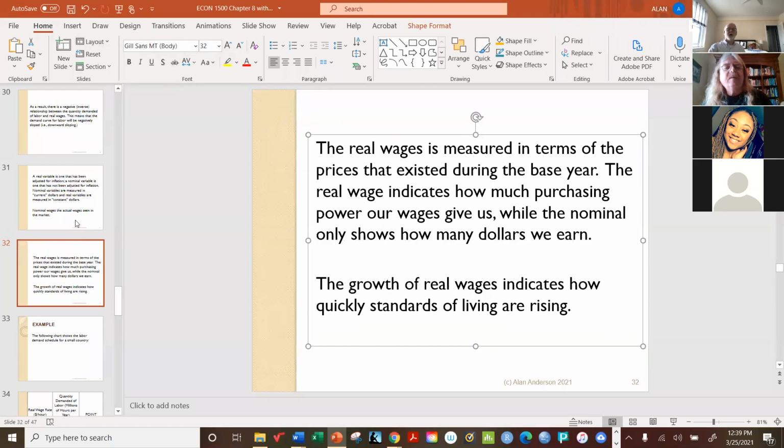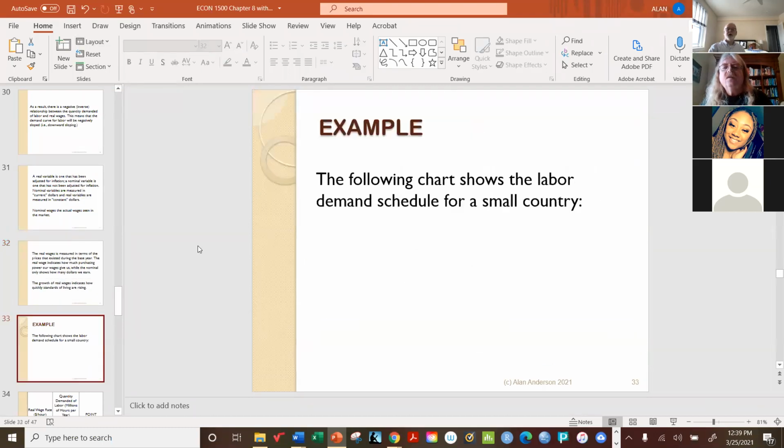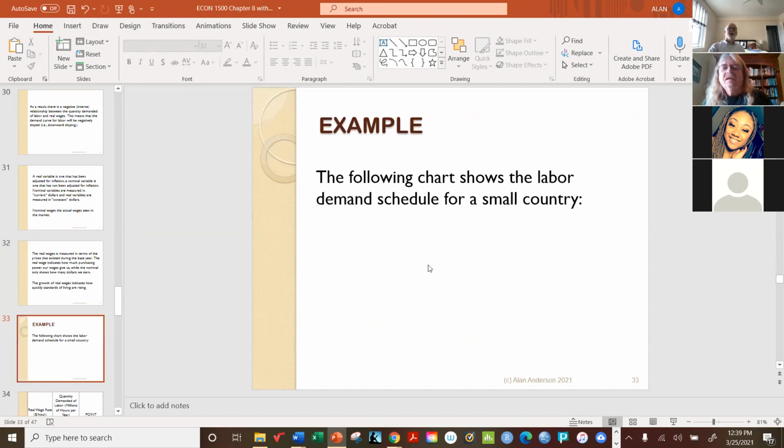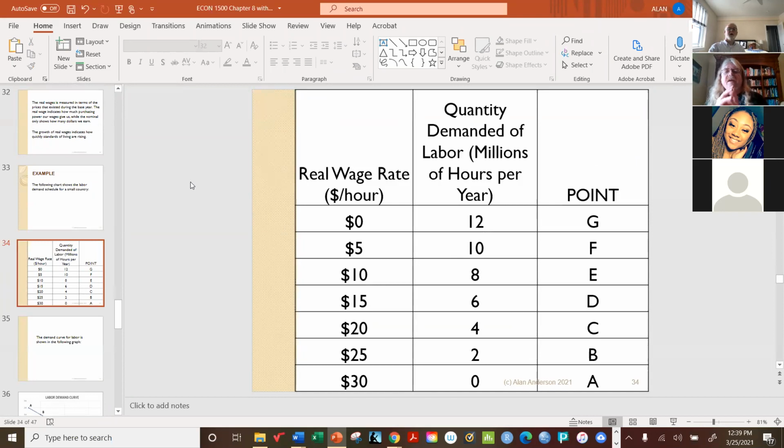All right, so I just want to remind everyone how that works. Here's the labor demand schedule for a small country. The real wage ranges anywhere from $0 to $30 an hour, and the corresponding quantity demanded is in the middle column. The points on the chart we'll see in a second. And clearly, as the real wage goes up, the quantity demanded goes down.